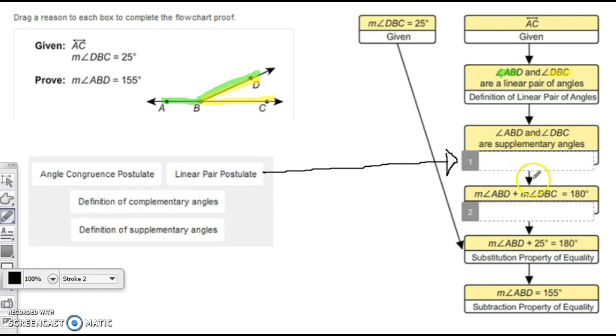All right, and then let's go to the next step. Then it says that the measure of angle ABD, the green angle, plus the yellow angle equals 180 degrees. So we ask ourselves, okay, how did we get from this step to this step? Well, if we know they're supplementary, we know they have to add up to 180 degrees because that is the definition of supplementary angles, that they add to 180 degrees. So those should be our two answers.